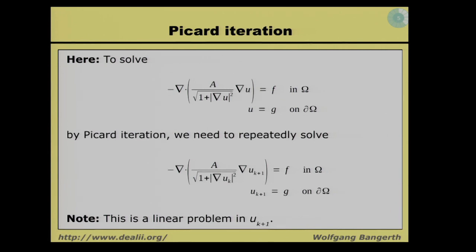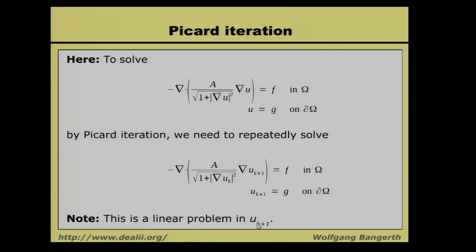Now, in the context of the minimal surface equation, when you want to apply a Picard or fixed point iteration, what that requires us to do is that we solve this problem here iteratively. So if I'm giving you u_k, then you can solve for u_{k+1}. And then once you have u_{k+1}, you stick it back in here and you solve for u_{k+2}, and so on and so forth. So we go back and forth between solving for this and then using the solution u_{k+1} as a coefficient for the next iteration.